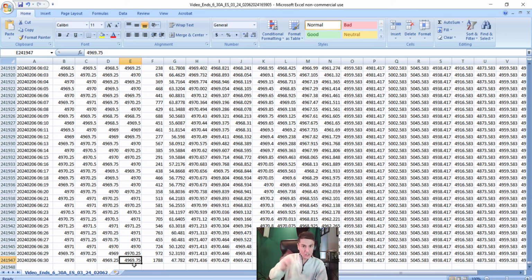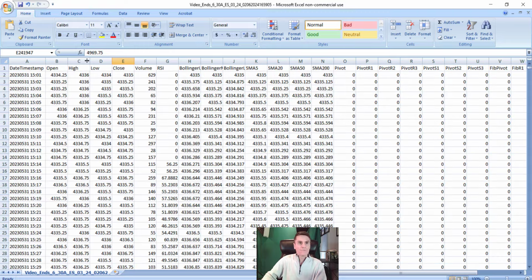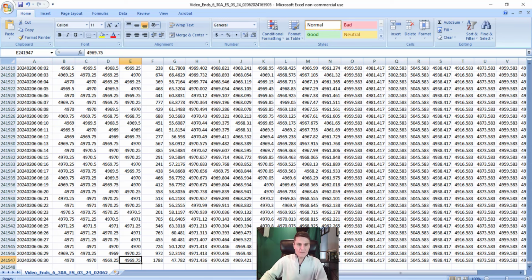4969.75. So when I ask the question higher than what, the answer is higher than the very last close price entry you have in the CSV. Again, column E is your close price. If you go back up, you can see the column labeled close, and you go back down with Control Down. The last one for E is 4969.75. So we've already made that determination.